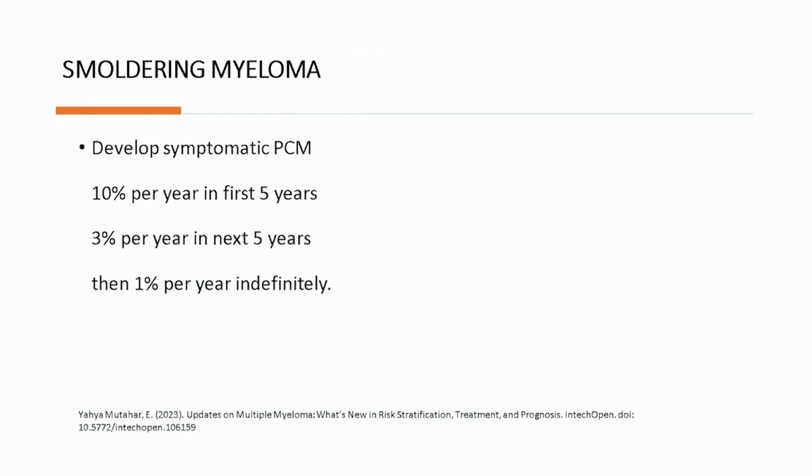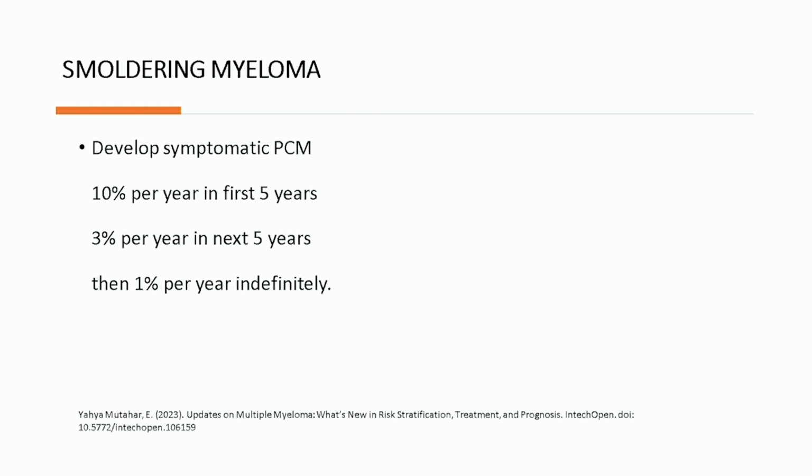For smoldering multiple myeloma, as we know, it's very similar to IMWG's, but you have a higher portion of M protein and higher percentage of plasma cells, but it's a must that you don't have any evidence of end organ damage or none of the myeloma-defining events.